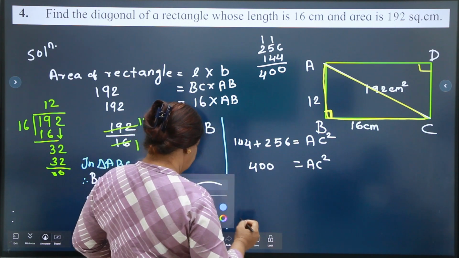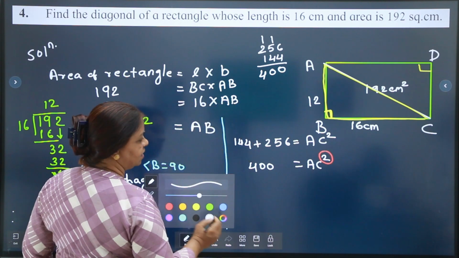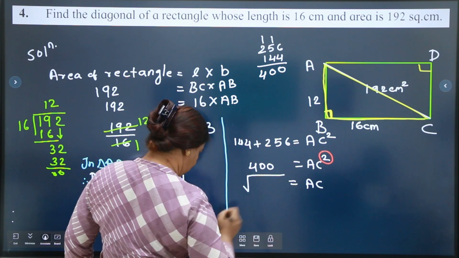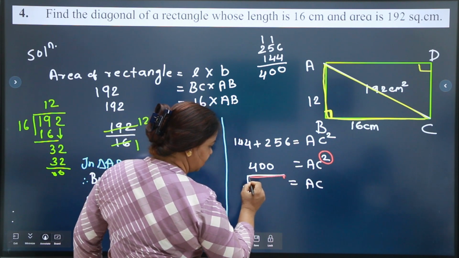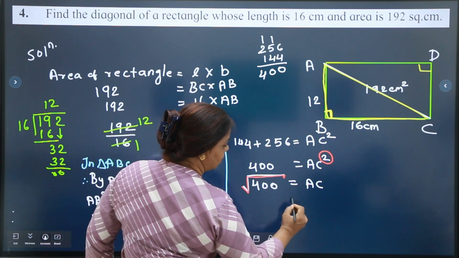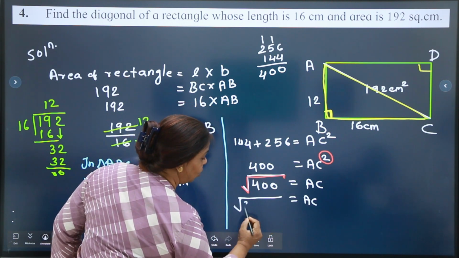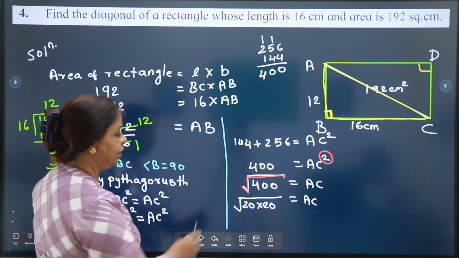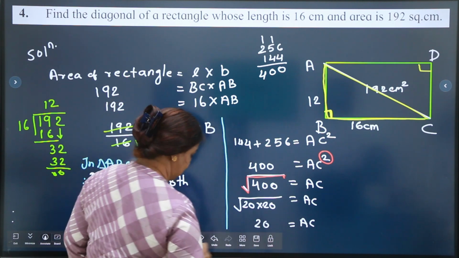And children, we know that this is square. If this is square, in the next step I can remove that square and put a square root over here. If you remove this square, on the other side you will have to put square root. Under the root will be 400. So AC, which is the diagonal, will be equal to under the root 20 into 20. Square root of 400 is 20. So AC is 20.